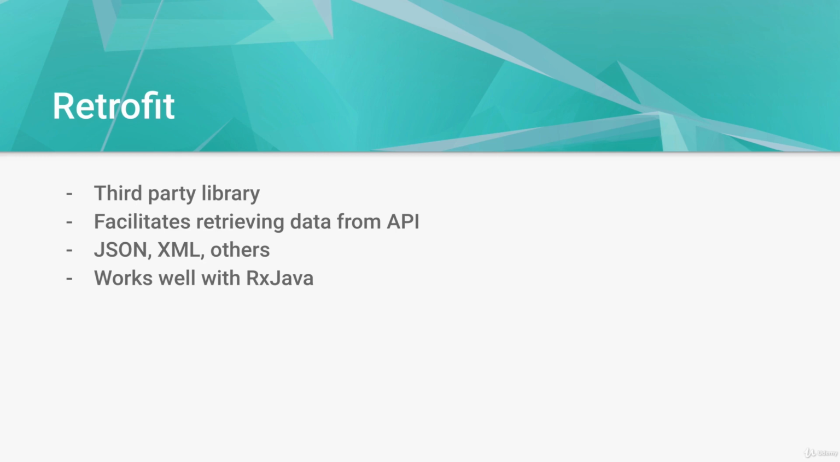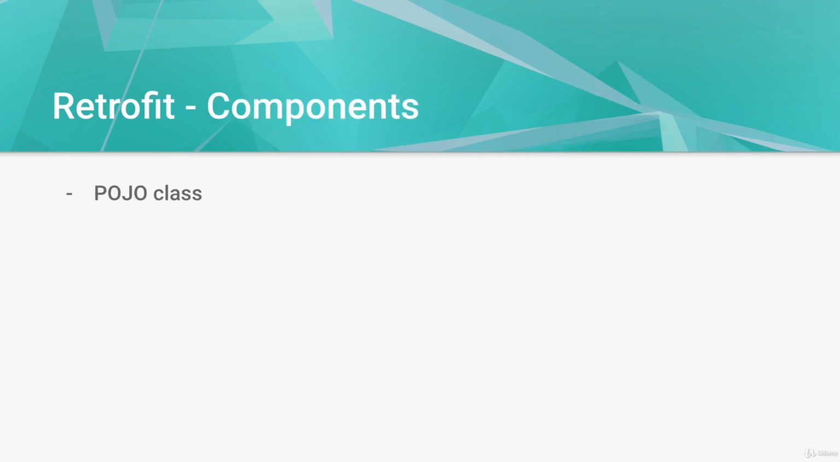Now, what would you need to actually implement Retrofit in an app? The first thing you'll need is a Pojo class. A Pojo, if you're not aware of what it means, is basically a plain old Java object. It's a simple class that has some parameters, some values. These values will be mapped to the data on the backend API. So it will retrieve the data from the backend API and put that data in a list of objects that you define as Pojo classes.